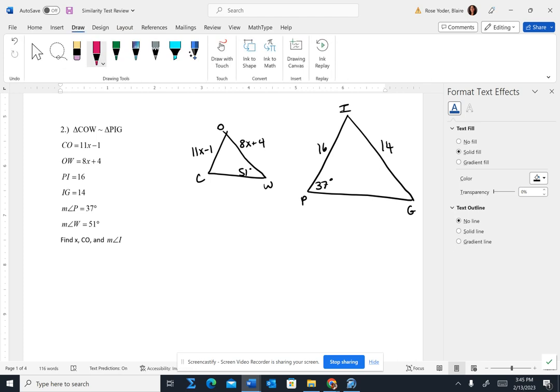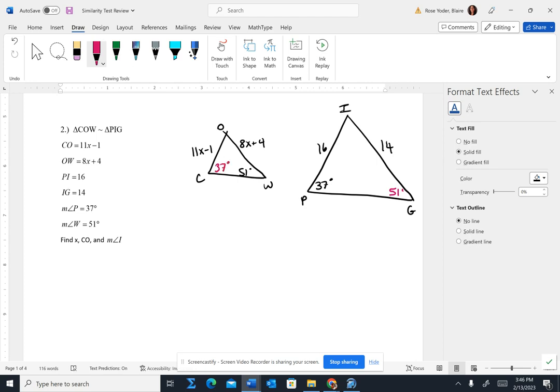So I love just taking the corresponding angles and just stealing them and using them in the other triangle. So when I look at my names, W is the last letter of COW, so it corresponds with G, which is the last letter of PIG. So I'm going to take my 51 and steal it and use it for the other triangle. Then P is the first letter in PIG, so it corresponds with C, which is the first letter in COW. So I'm going to steal the 37 degrees.